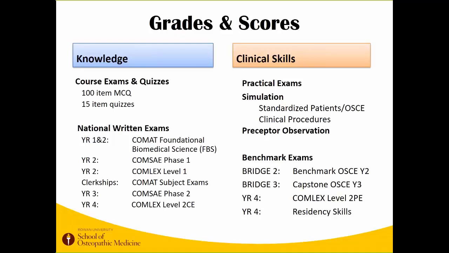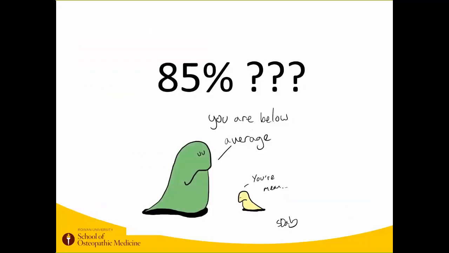There are a number of benchmark exams to assess your clinical competence. There are two internal OSCEs. The first is the benchmark OSCE given during Bridge 2, just before you enter into clerkship training. The second is the capstone OSCE offered during Bridge 3 in your third year. Students must pass both exams to progress and subsequently take the National COMLEX Level 2 PE exam. Your fourth year will culminate in a residency boot camp during which you will be assessed on the 13 EPA skills.